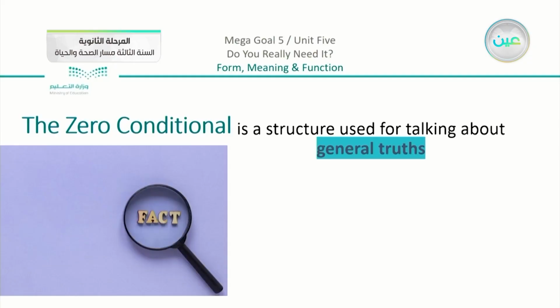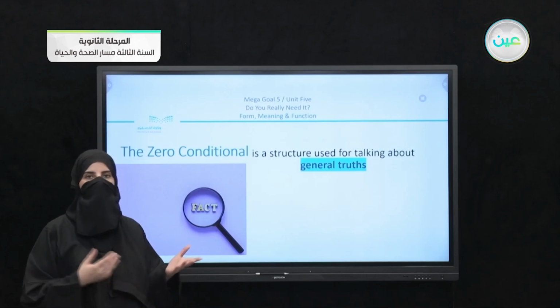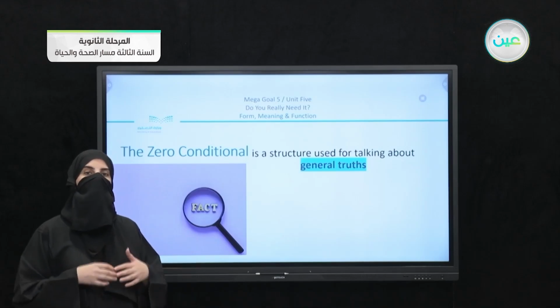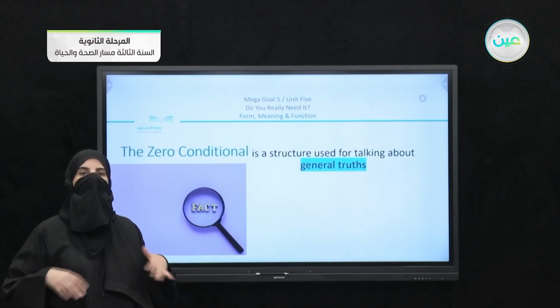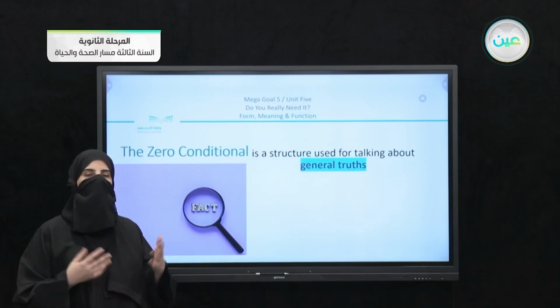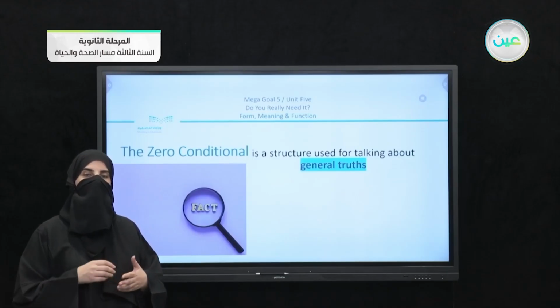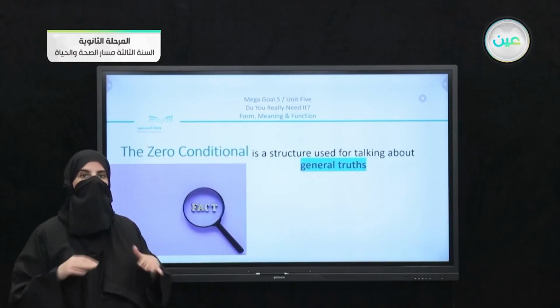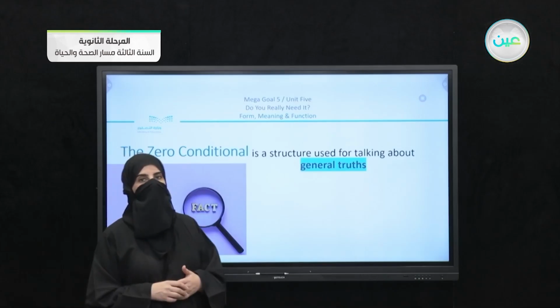is a structure used for talking about general truths. Now, for example, if I just take any kind of pen or any object and throw it in the air, this object will immediately fall to the ground. So is there a chance for this object to fly? No. There is no possibility at all that any kind of object will fly. So this means that we have here zero possibility for this to happen.